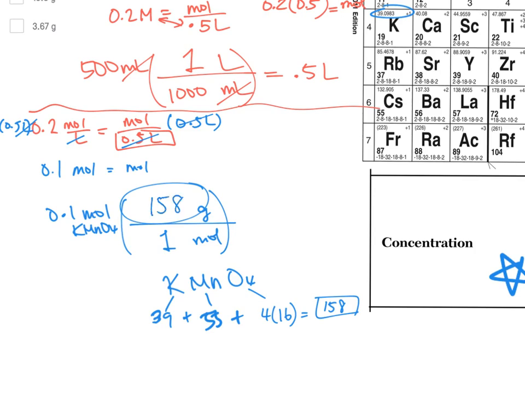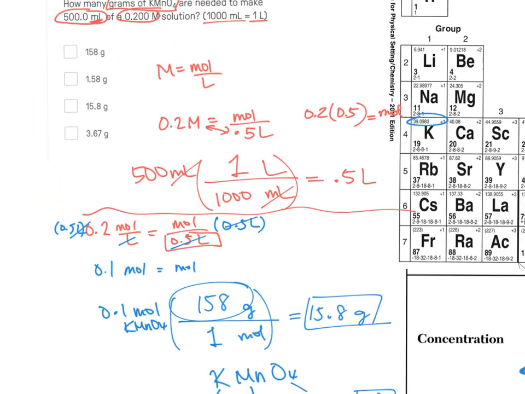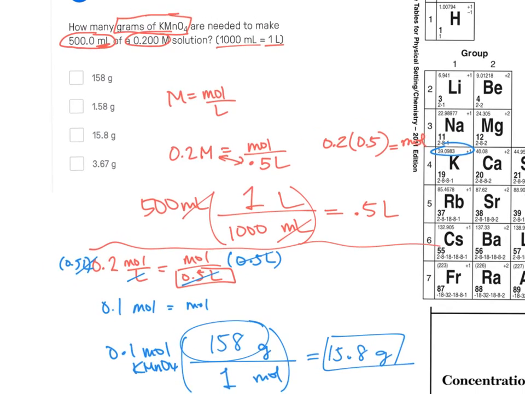158 times 0.1 is equal to 15.8 grams. So that's our answer. And looking at our answer choices here, the correct answer is the third one.